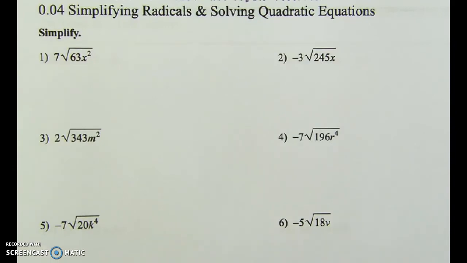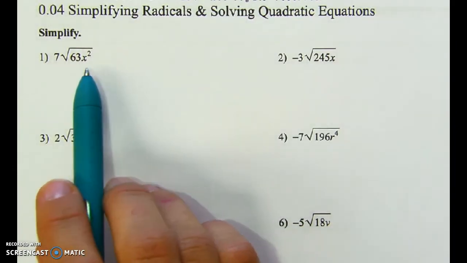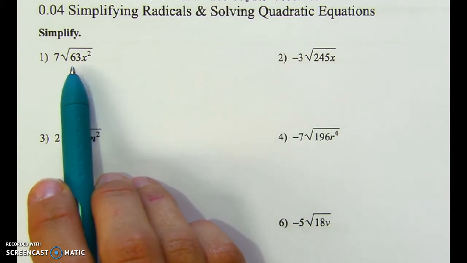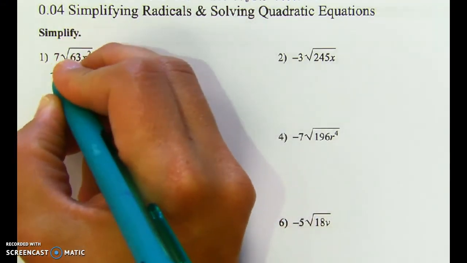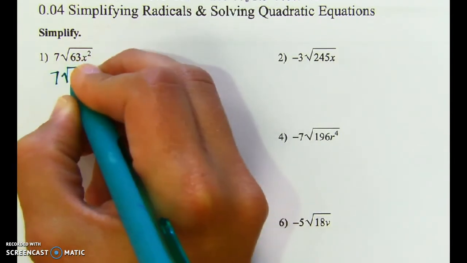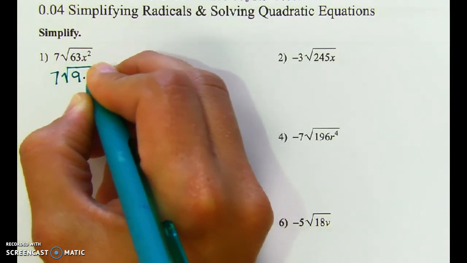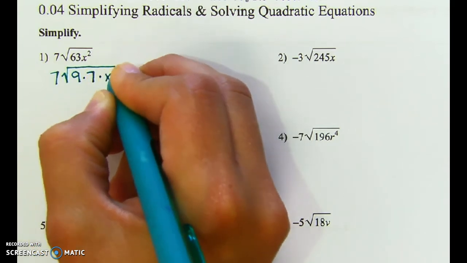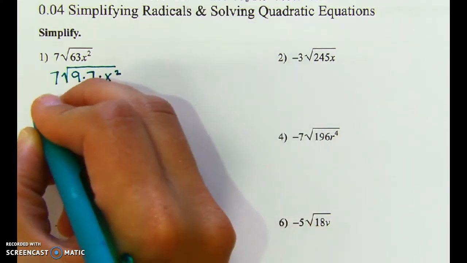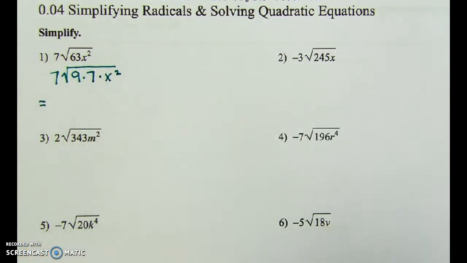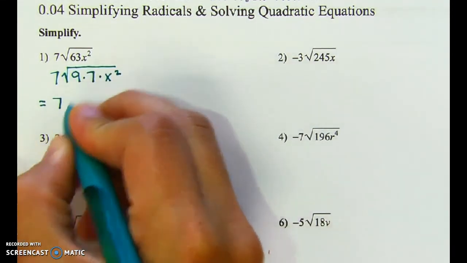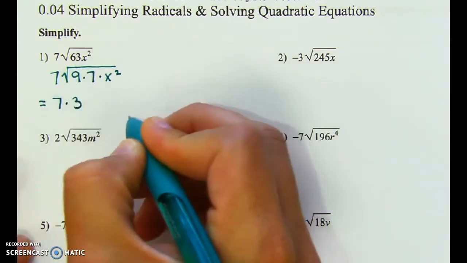Okay, here's some examples. Now, what method are we going to use? 63. It's smaller than 100, and you should know what perfect square factors into 63. Look at your list of perfect squares, and we should know that 9 goes into 63 7 times. So now we have 9 times 7 times x squared. And then you just scan. Which one do you know the square root of? Well, I know the square root of 9 is 3. So that gets to come out of the square root.